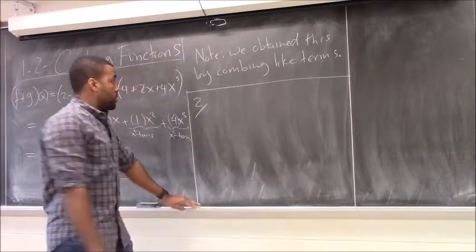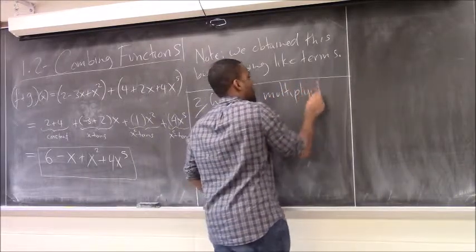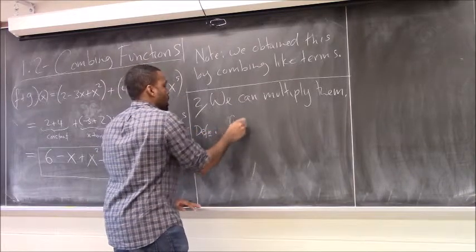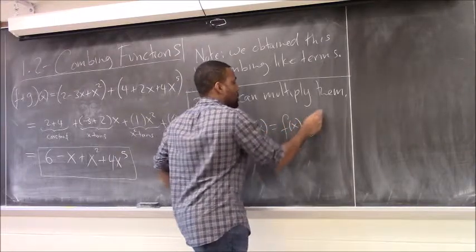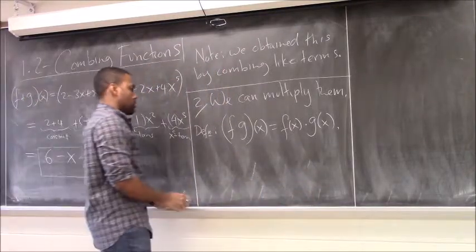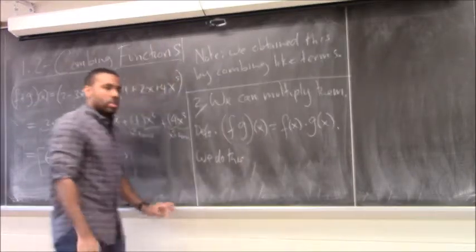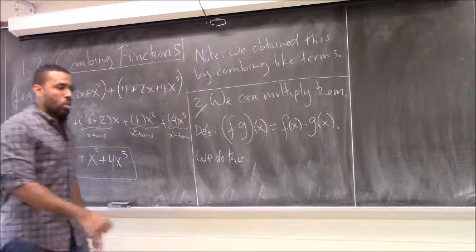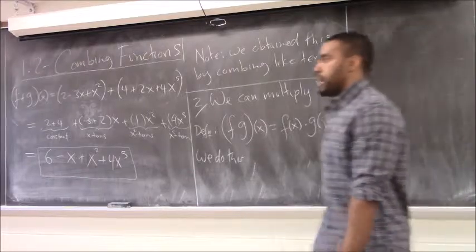Another operation we can do on f and g is we can multiply. So we can define fg of x to be f of x times g of x. What's the main principle when multiplying functions? The main principle when adding or subtracting functions was combine like terms. Well, how would you describe the main principle of multiplying functions? What is the main math rule that you're using?